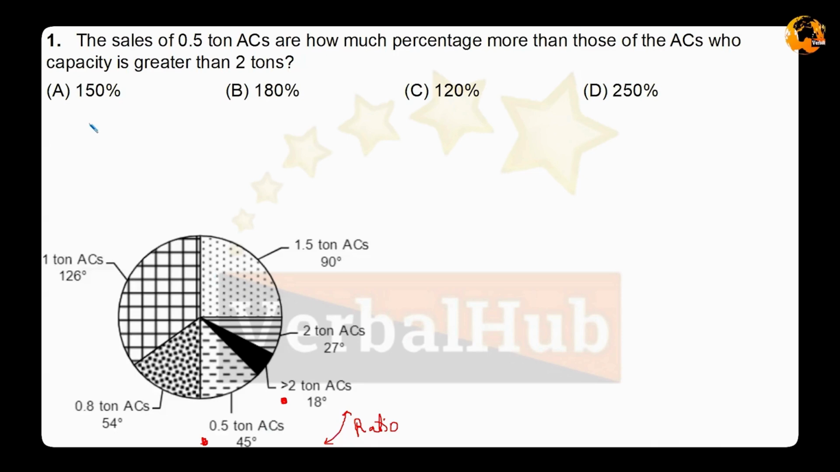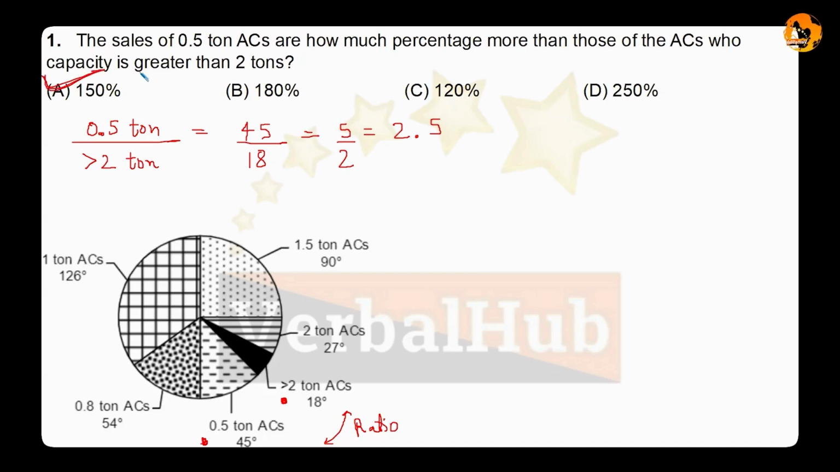So the ratio of sales is that 0.5 ton sales over the category of more than 2 ton sales, you know, is the degree to degree comparison, 45 to 18, right? And that ratio is coming to be what? 9 cancels, 9 into 5, 9 into 2, 5 by 2, or 2.5. So the 0.5 ton sales is 2.5 times of the more than 2 ton sales. So it is how much percentage more? 150% more, right? 2.5 times, 150% more, right?